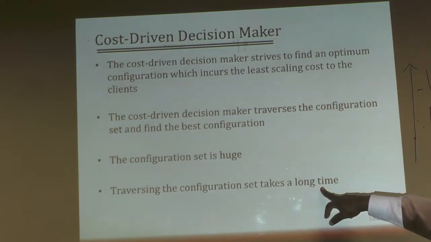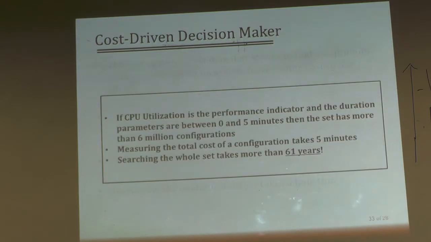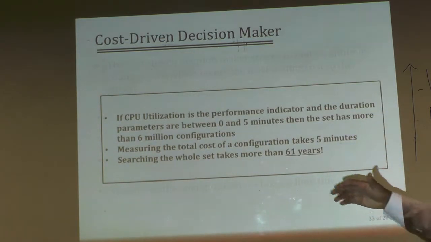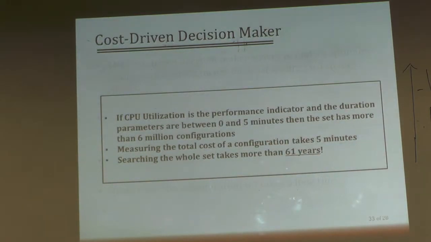Traversing the configuration takes a lot of time. For example, if CPU utilization is a performance indicator, there are other indicators, but let's limit ourselves to CPU utilization. And you have the duration parameters between 0 and 5 minutes. In that case, those 6 configurations will show you have 6 million different configurations you can have with those 6 parameters.